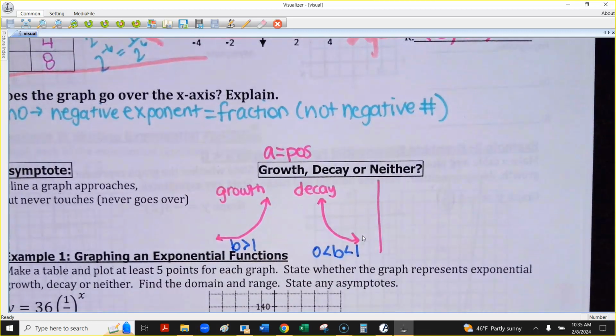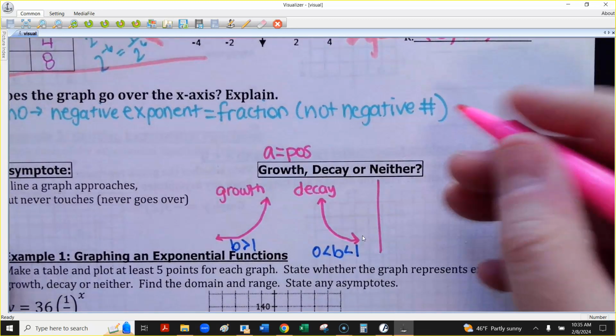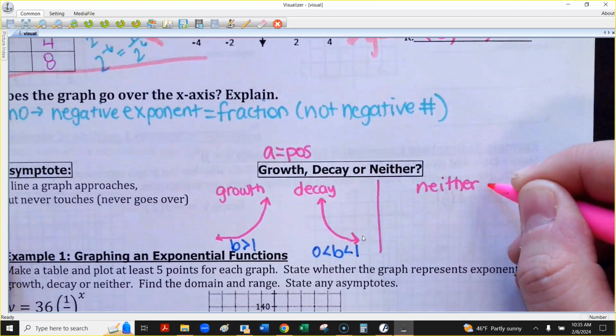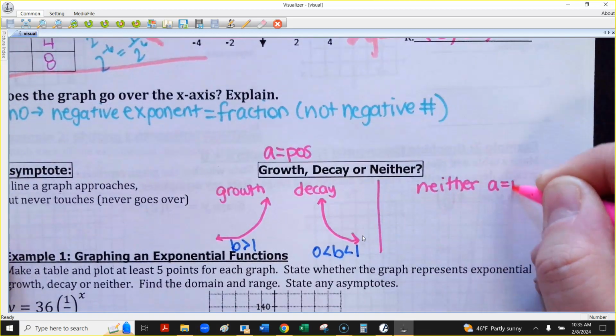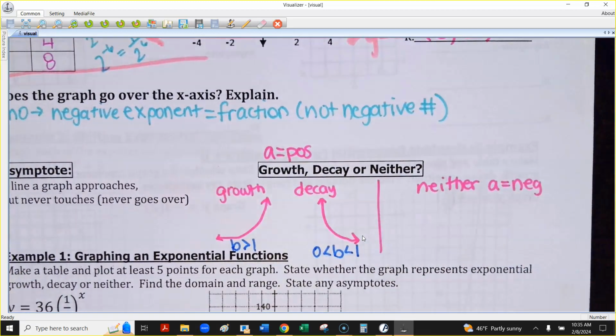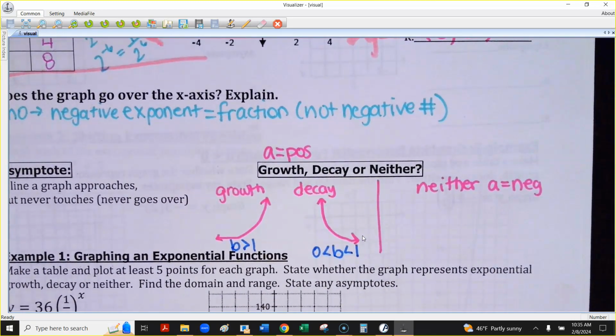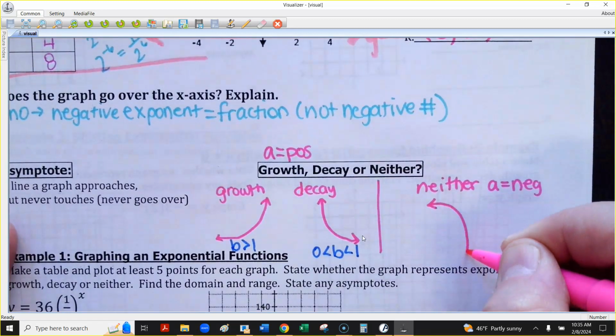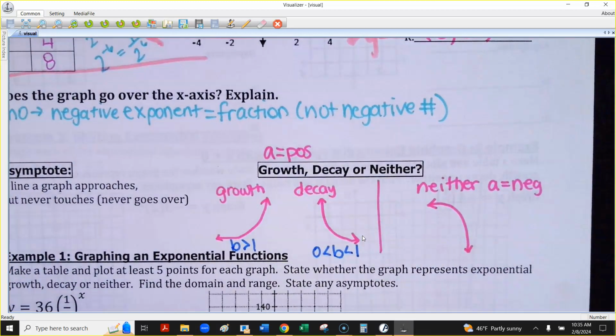Now, if you're in the situation where they call this neither, this is still exponential, but it's not considered growth or decay. That happens if A is a negative number. And if A is a negative number, it's just going to take those two shapes and flip them down, but there's actually two. So if your exponential points down, that's not exponential growth or decay. Exponential growth and decay both have to point up.